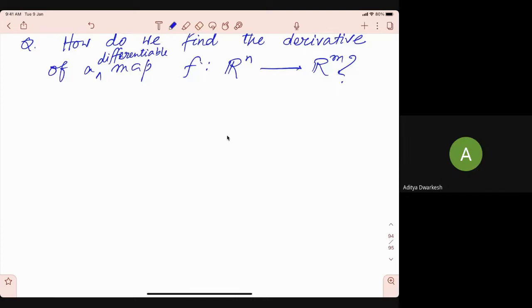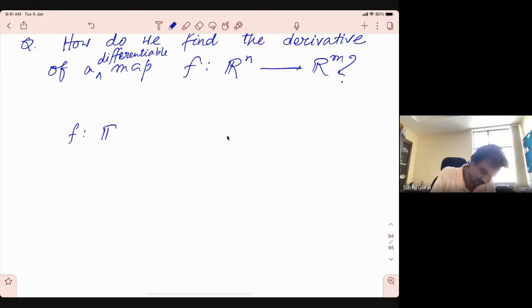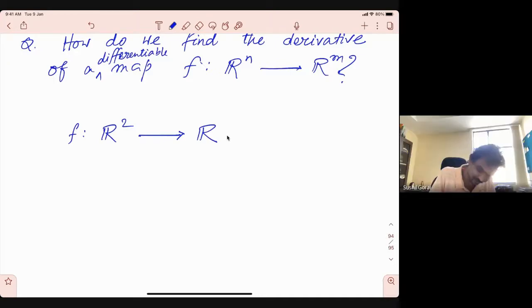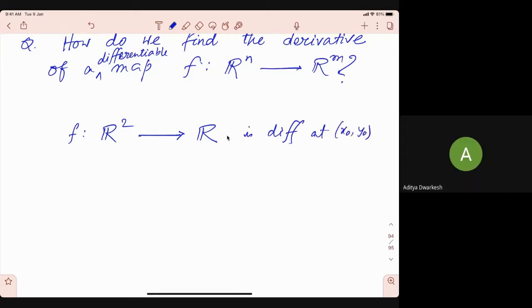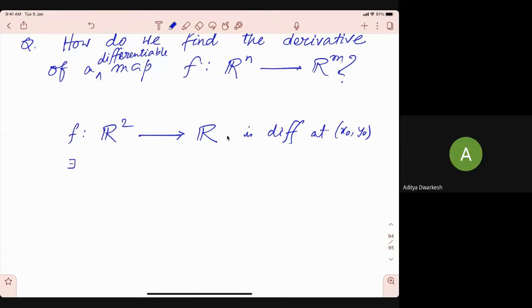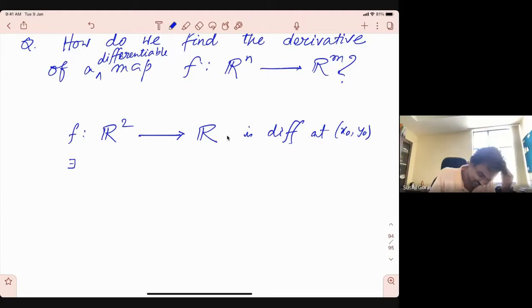Okay, so say the map is differentiable at x naught, y naught, say from R squared to R. So this means that there exists a map lambda which is well defined such that lambda of h comma k is equal to del f by del x at x naught comma y naught times h plus the other term. Well, that part we want to show actually, right? So you see here.